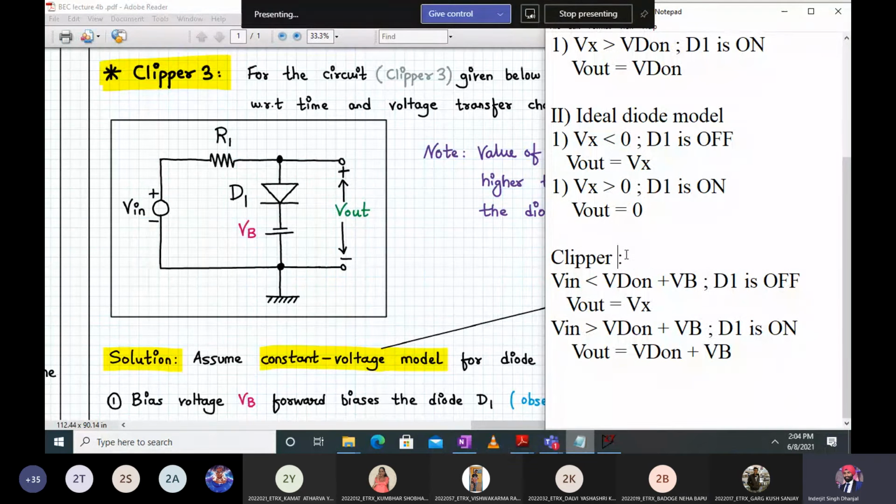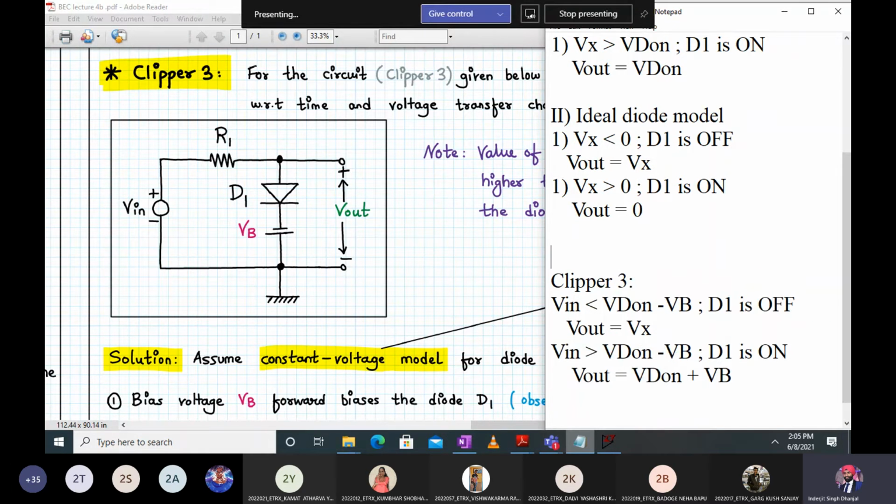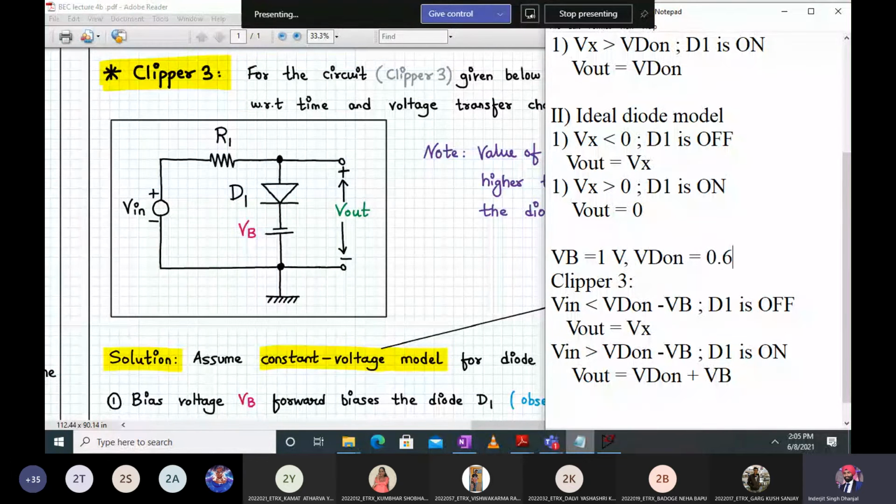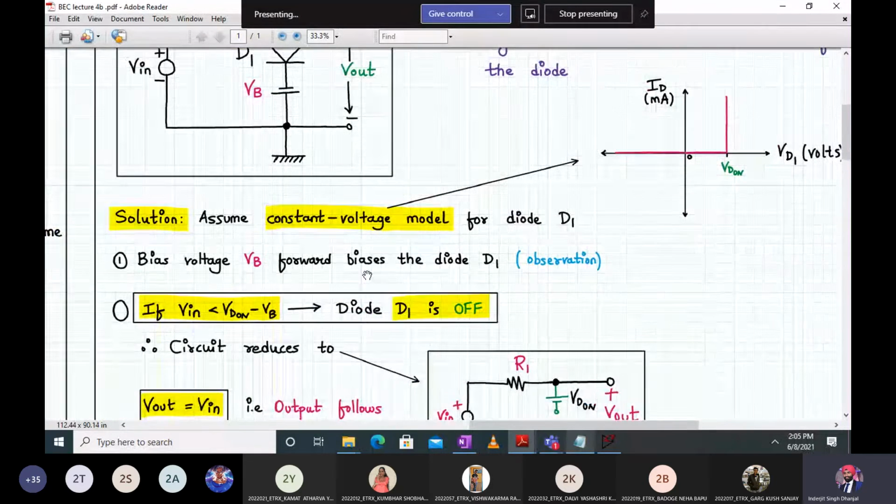Yes. So for Clipper 3, what will be the condition? V in will be less than VD on minus or plus? It will be minus. So let's say VB value is 1 volt and VD on is around 0.6. So how much should the level be now? Minus 0.4, right? So how will the characteristics look now?